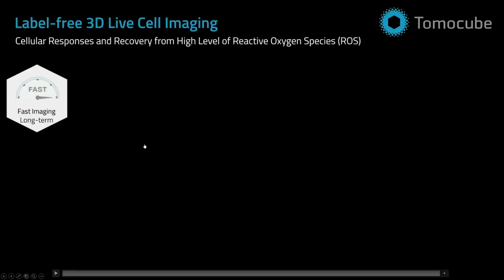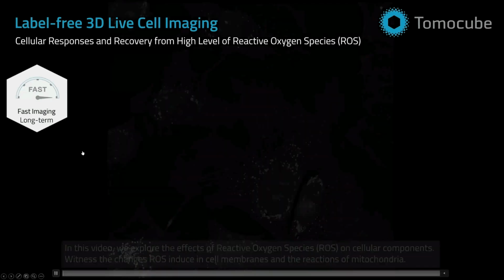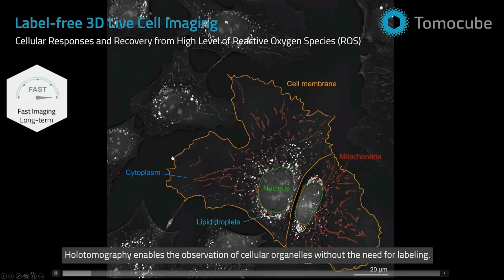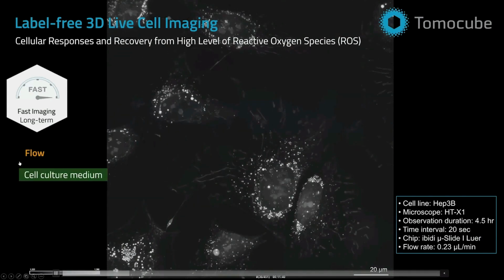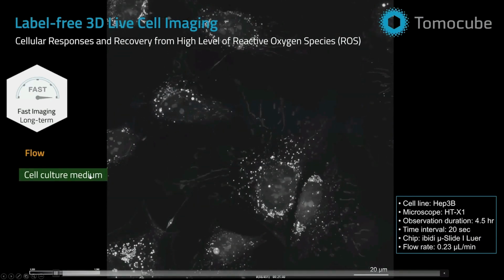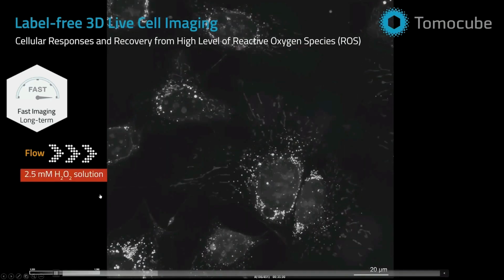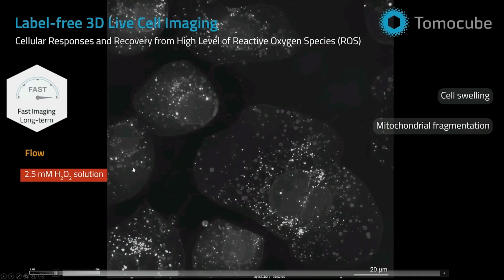The second benefit is long-term fast imaging. One example I'd like to show here is the cancer cell line HAP3B, and you can see the individual subcellular organelles, as I mentioned in the earlier slide. We applied culture medium in the beginning, and then injected H2O2 in order to study the cell's behavior in response to reactive oxygen species.